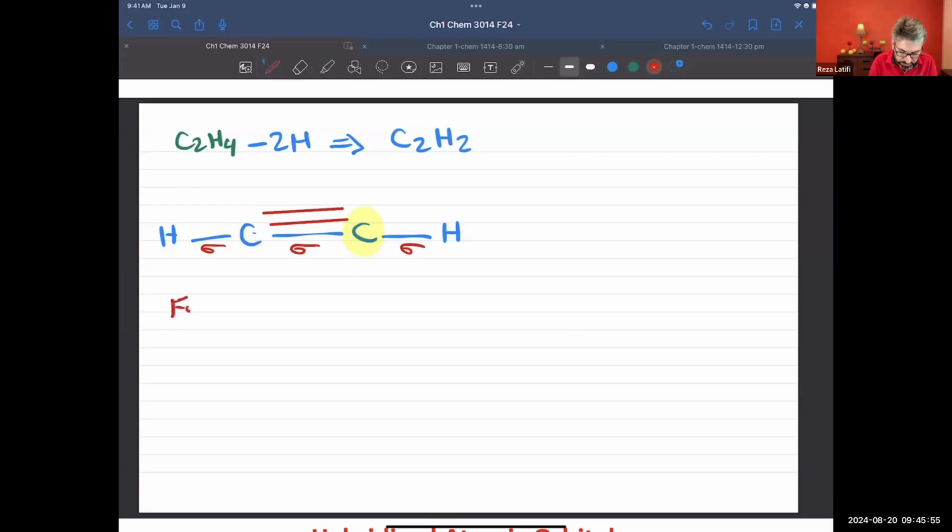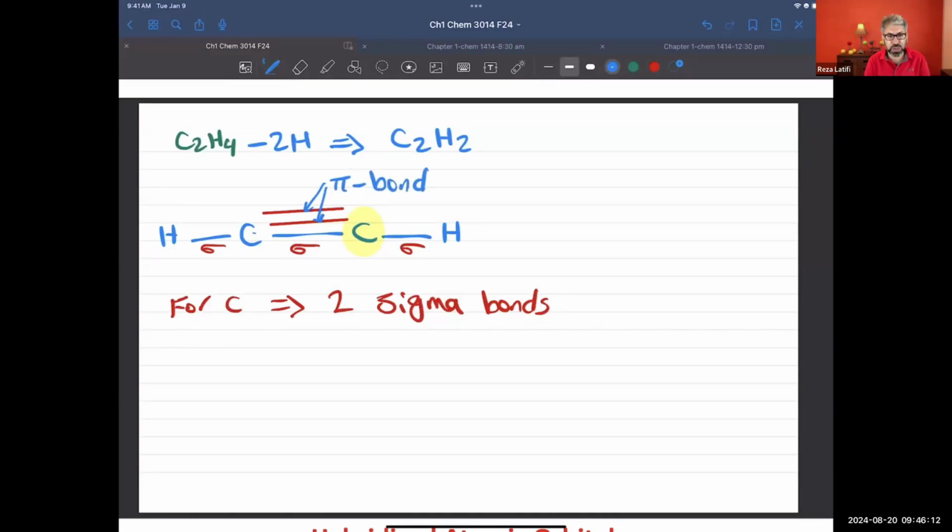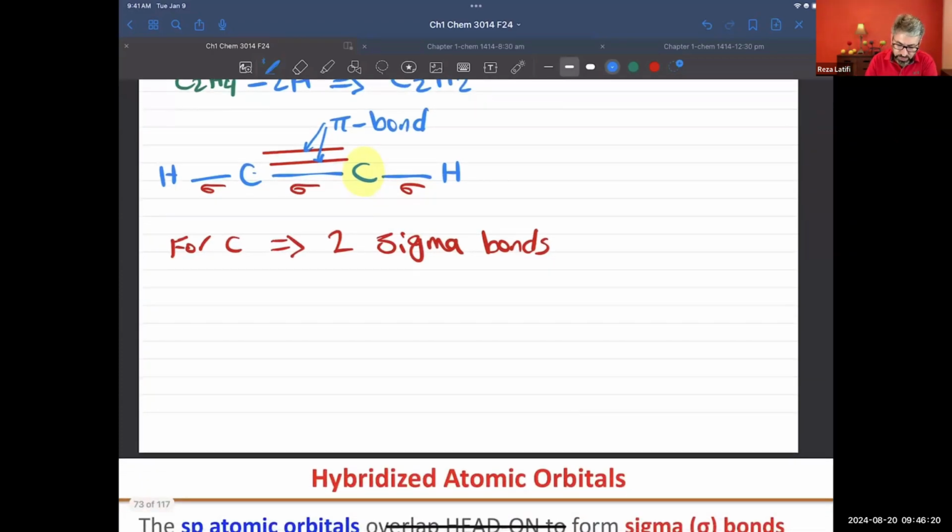So for carbon, we have 2 sigma bonds. Again, we have 2 pi's. I don't care about the pi. This is pi, and that one also is a pi bond. Pi bonds we'll get to after we're done with the hybridization. So that's the reason I said I don't care about it. Okay, so I say this: I have 1 from S, 3 from P, and 5 from D.